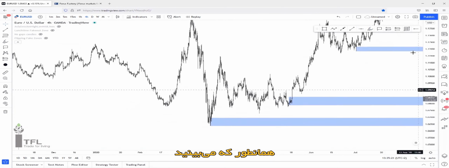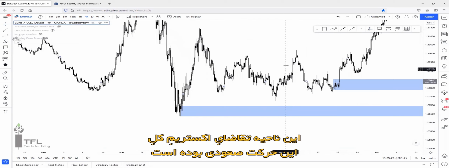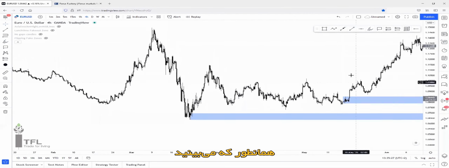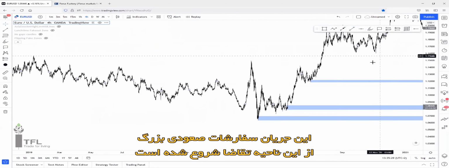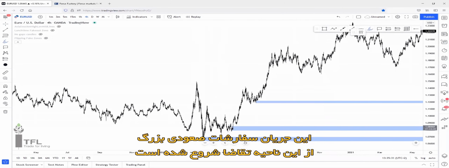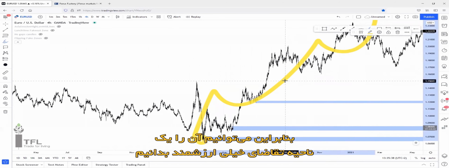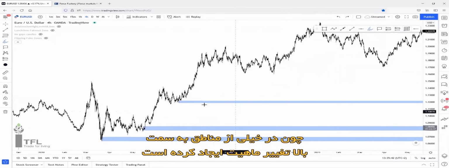As you can see, this 4-hour demand zone was the extreme of the whole bullish movement to the upside. This huge bullish order flow started from this demand zone down here, and this demand zone was the origin, the extreme of this bullish order flow. So we can consider this demand zone a really valuable demand zone because it has changed character in several places on the upside.